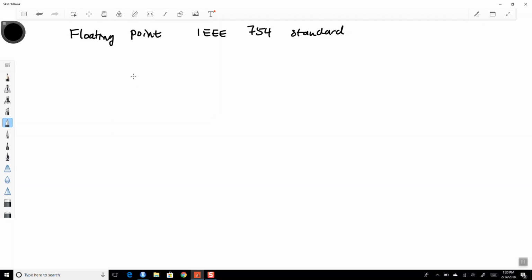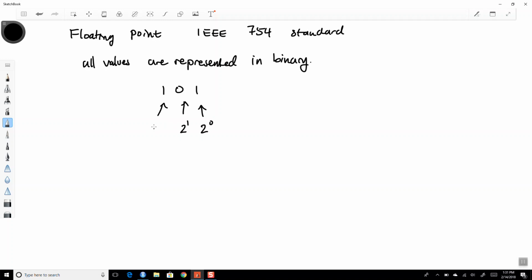Basically, all values are represented in binary. If you have something like this, each position starts off with 2 to the 0, 2 to the 1, and 2 squared. So you have 1 times 4 plus 0 times 2 plus 1 times 1, and that's going to be equal to 5. So 101 is 5.